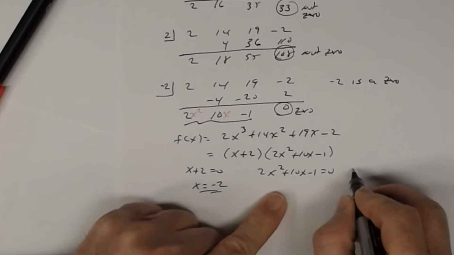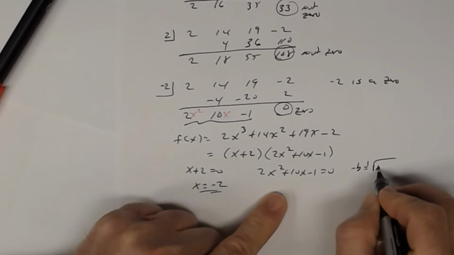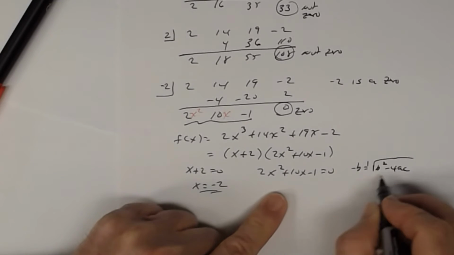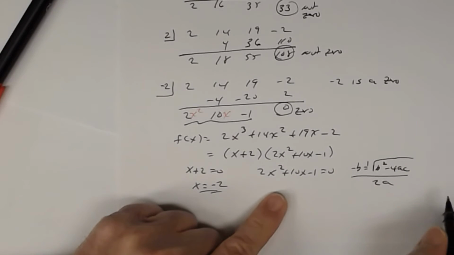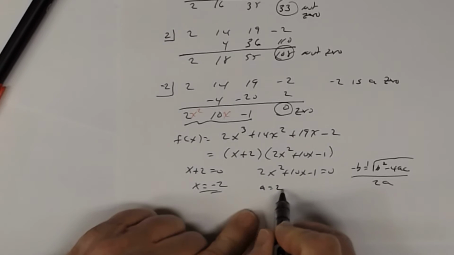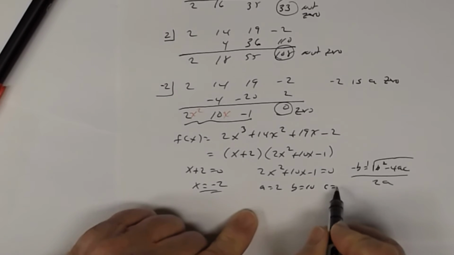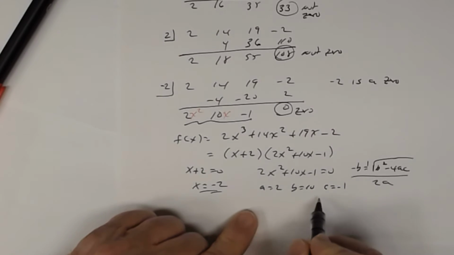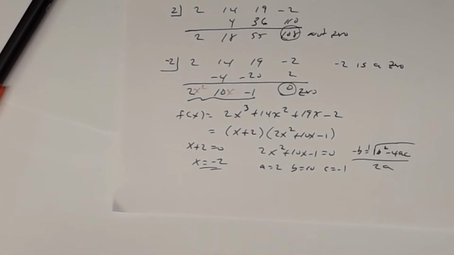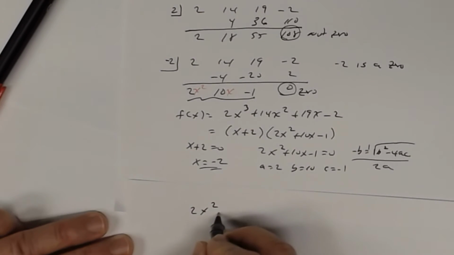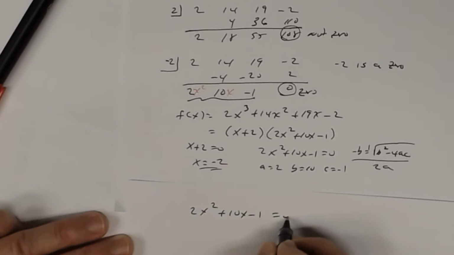So remember, the quadratic formula is negative b plus or minus the square root of b squared minus 4ac, all divided by 2a. So in this case, a is 2, b is 10, c is negative 1. Make sure you write these correctly. I'm going to go to the next page, I'm not going to have enough room down here. So remember, we're solving 2x squared plus 10x minus 1 equals 0.